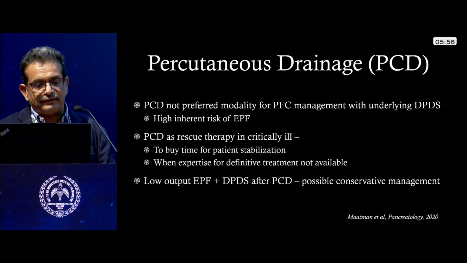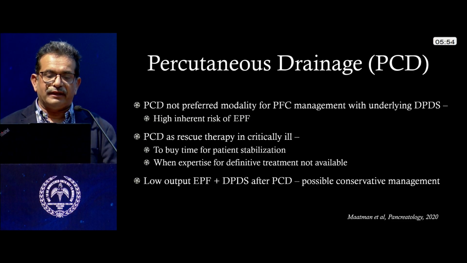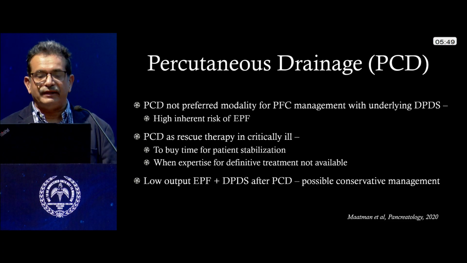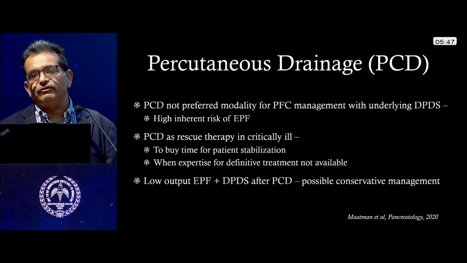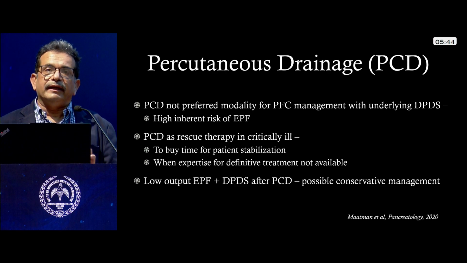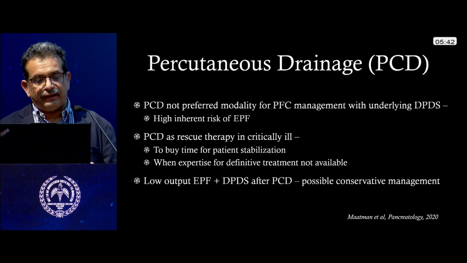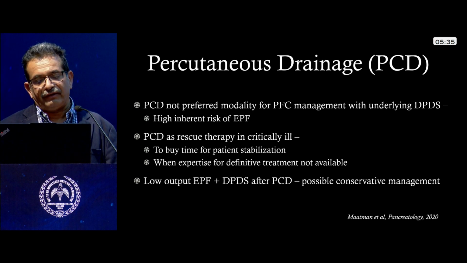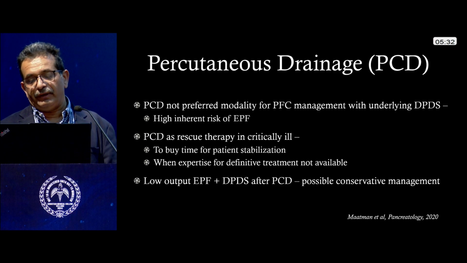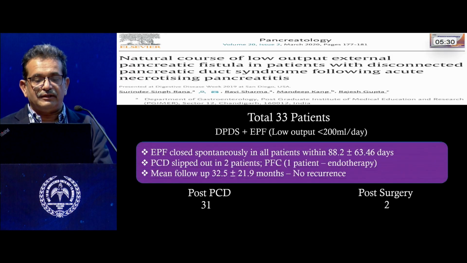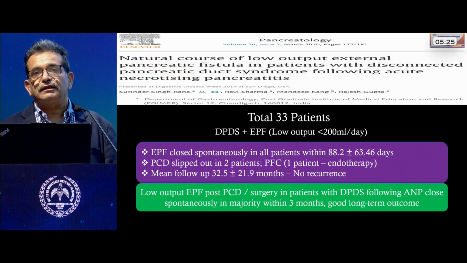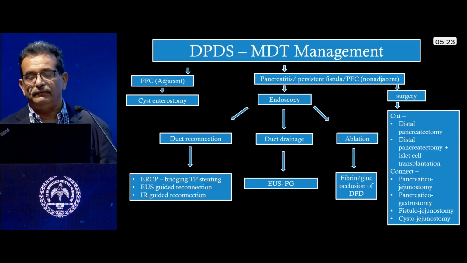So coming to percutaneous drainage, percutaneous drainage is not a preferred modality for fluid collection management in a DPDS because there is a high risk of external pancreatic fistulae. It can be used as a rescue therapy in the critically ill to buy time and whenever expertise is not available. Sometimes a low output external pancreatic fistula may be amenable to conservative management. This is what has been shown by the PGI group, and it's shown that the outcomes are comparable.